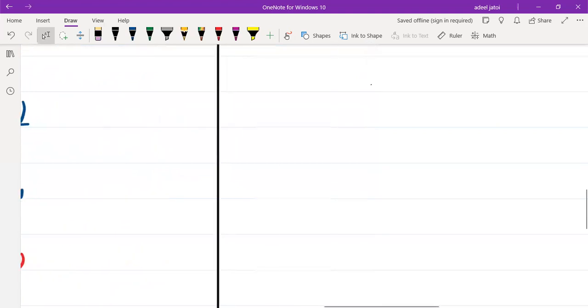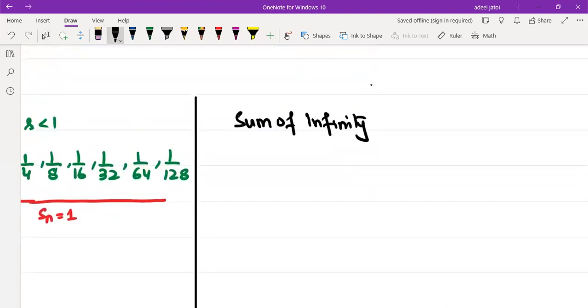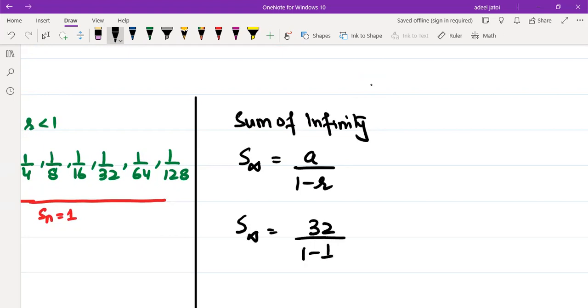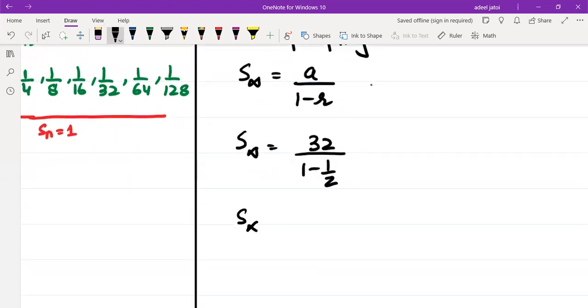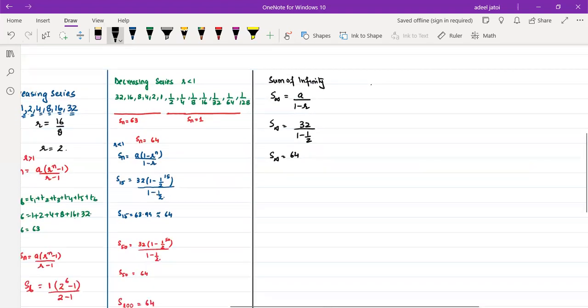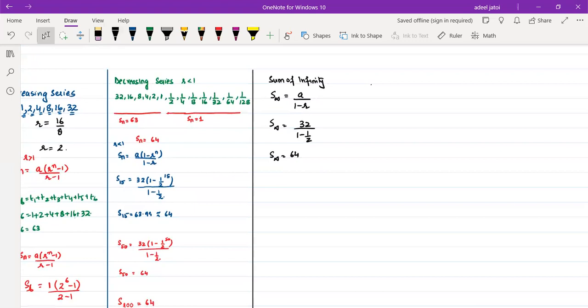So what we're going to do is use the formula for sum of infinity, and the formula is A upon 1 minus R. Your A was 32, 1 minus half. So directly I will have the sum of infinity as what? 64. So sum of infinity is very important. It is only applied when R is less than 1. In an increasing series, you know that it will keep on raising the value, so sum of infinity cannot be applied. But in the decreasing series, your sum of infinity will be applied.